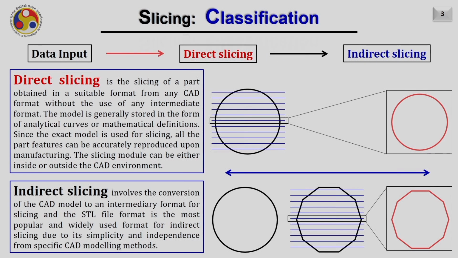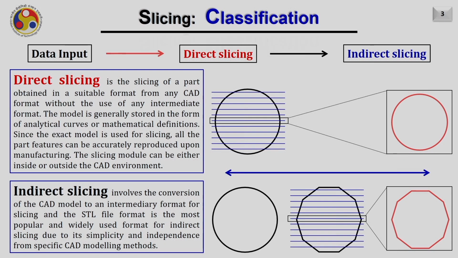So, based on the data input, the slicing methods are classified into two categories. Either it is indirect slicing or direct slicing. Direct slicing is the slicing of a part obtained in a suitable format from any CAD format without the use of any intermediate format. The model is generally stored in the form of analytical curves or mathematical definitions. Since the exact model is used for slicing in this case, all the part features can be accurately produced. The slicing module can be either inside or outside the CAD environment.